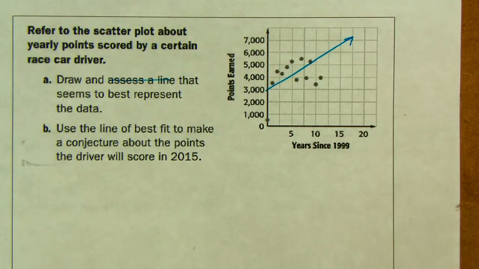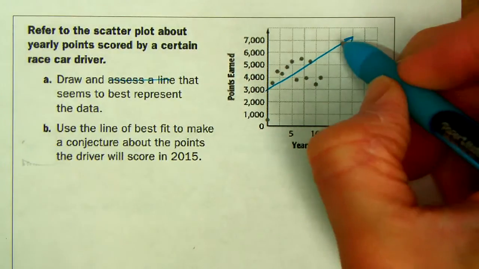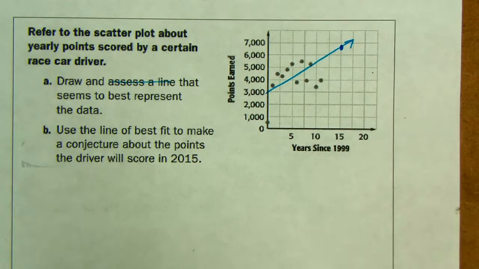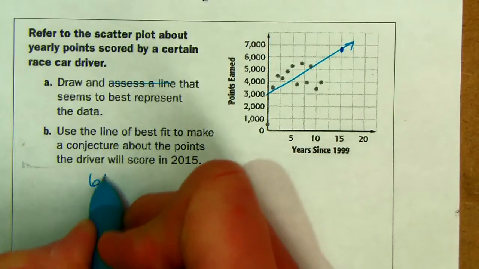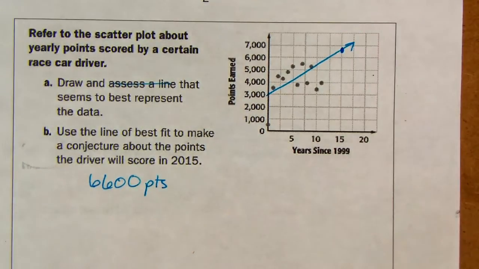So 2015 is right here. According to where my line is, or wherever yours is, that's the price you're going to give. So mine is going to probably be about 6,600 points, right? But it will depend on where you put your line. Okay, keep going. We're going to slide to the back.